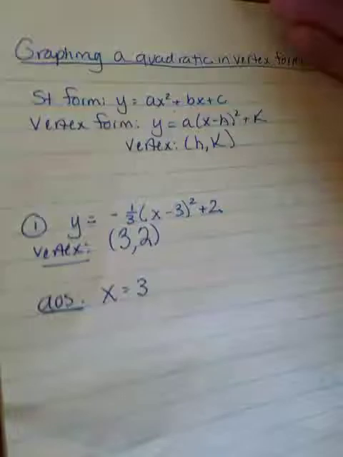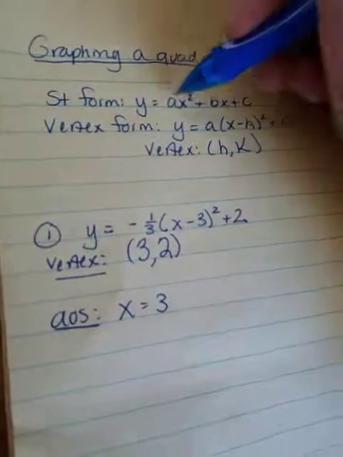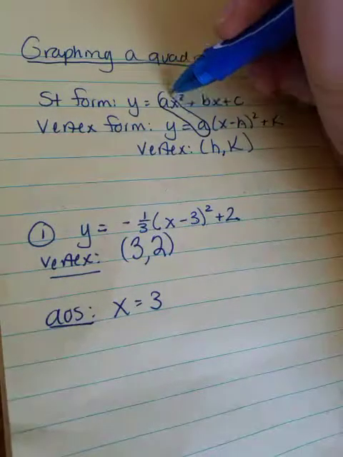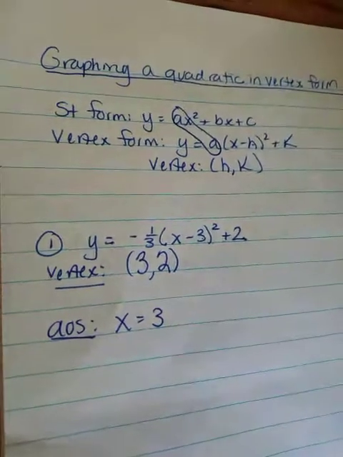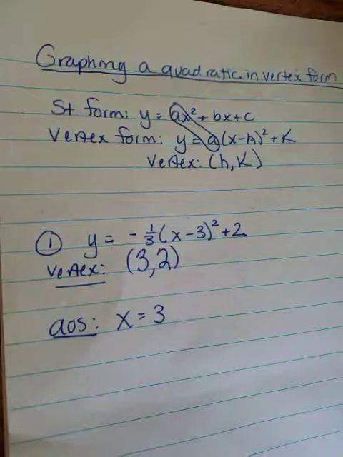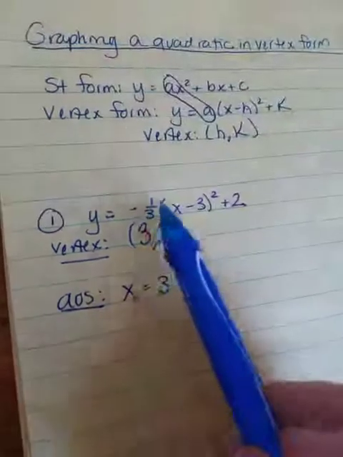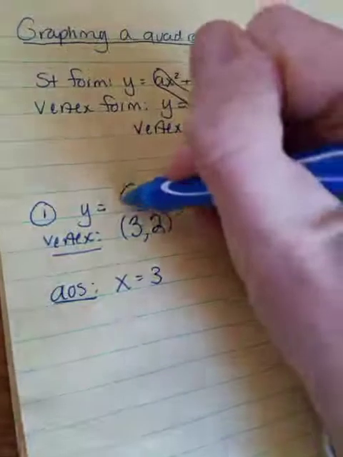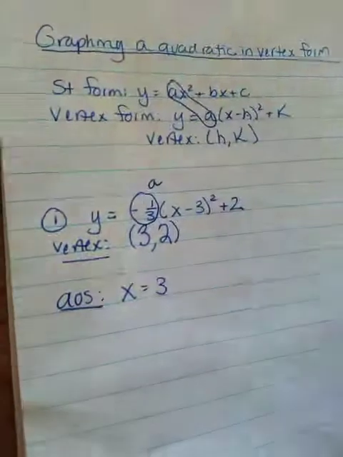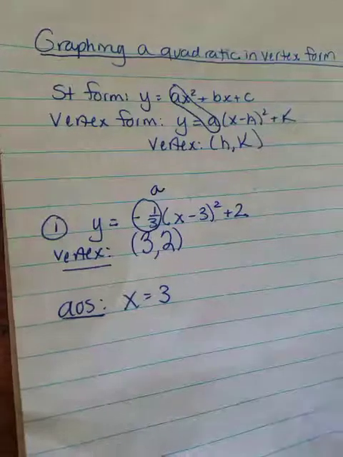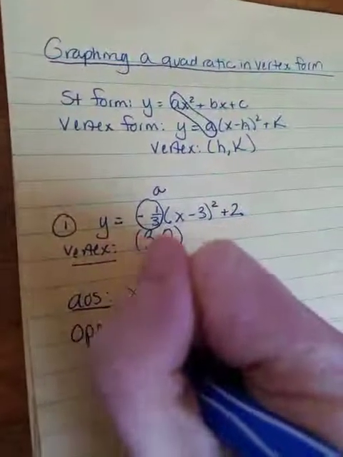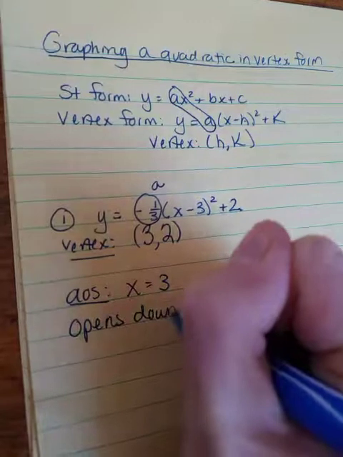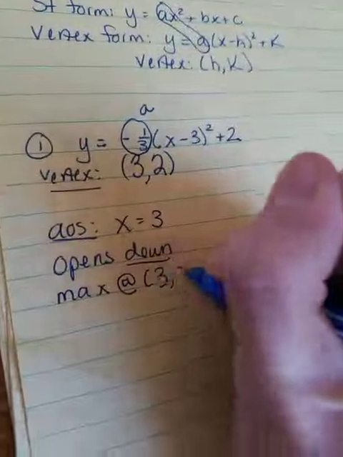Let's see, our next thing, does it open up or down? So what I want you to note in the standard and vertex form, these a's are the same thing. So a still tells you if it opens up or down based off if it's positive or negative. So our a here, remember, is negative 1/3. So because it's a negative number, this opens down, just like we've been doing. And because it opens down, you have a max at your vertex of 3, 2.